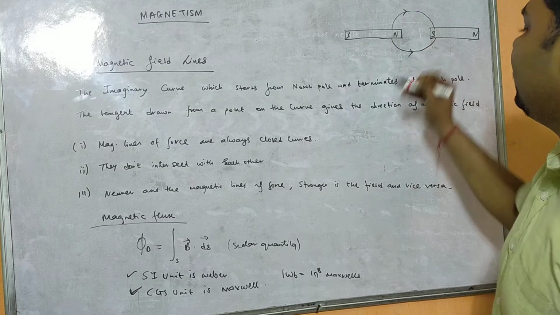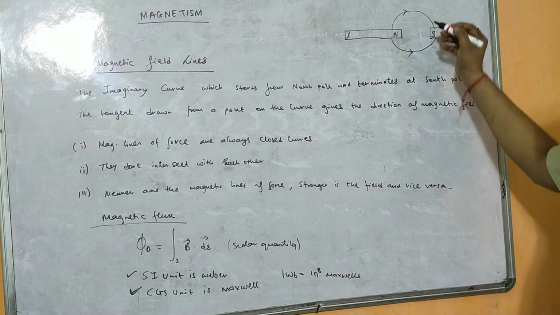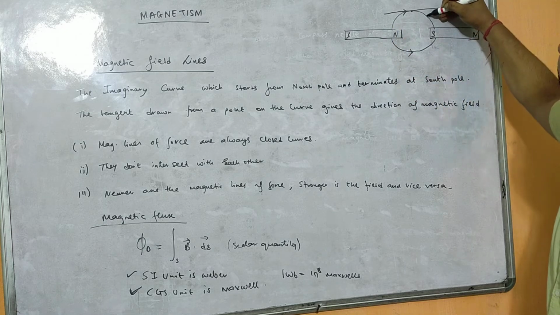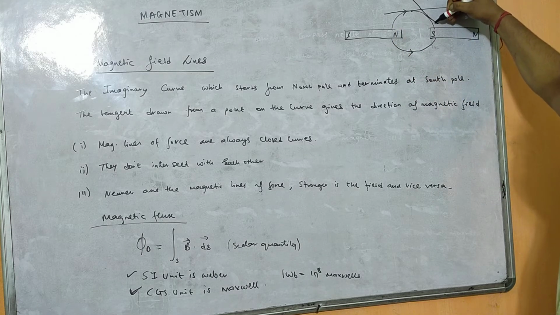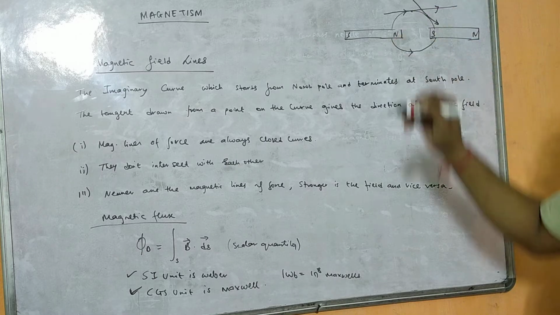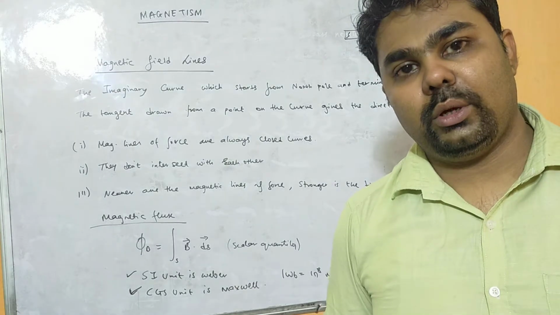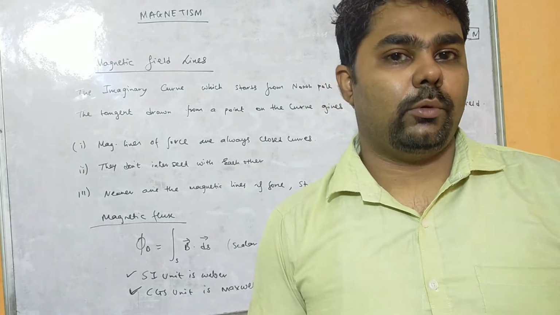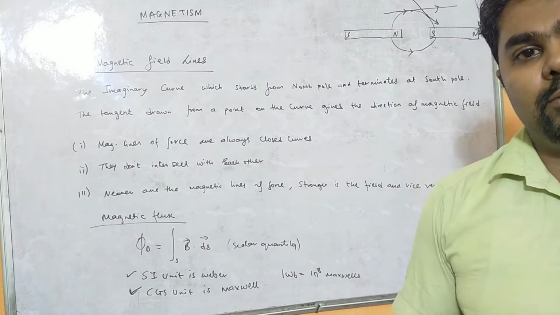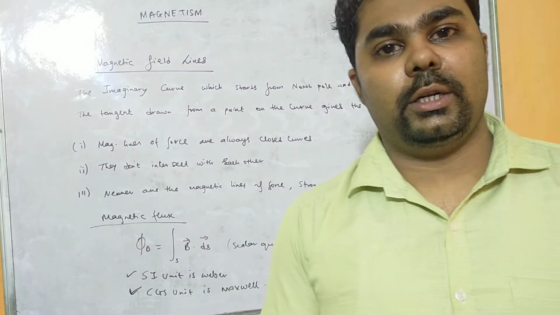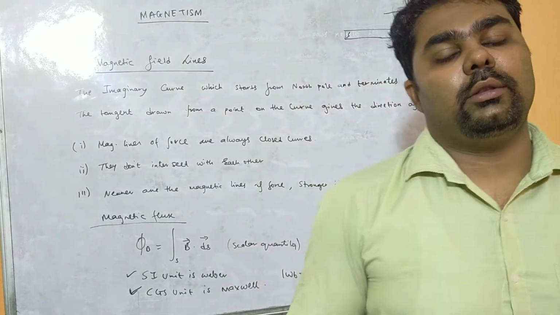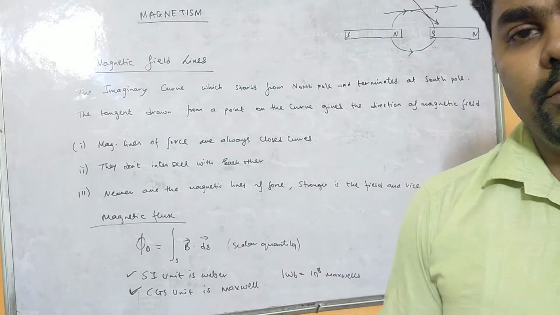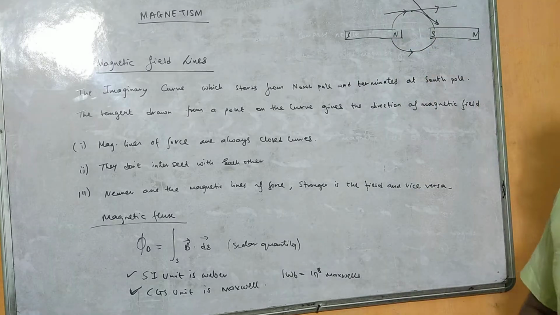Okay, so these are the magnetic lines of force. Now if I draw a tangent from this point, that means the direction of the tangent will give the direction of the magnetic field. So what do we mean by magnetic lines of force? Magnetic lines of force are imaginary curves which originate from the north pole and terminate at the south pole. The tangent drawn at any point on the curve gives the direction of the magnetic field. So it gives the direction of the magnetic field here.